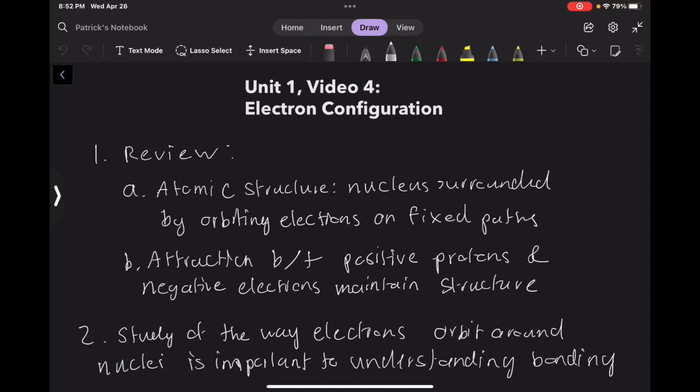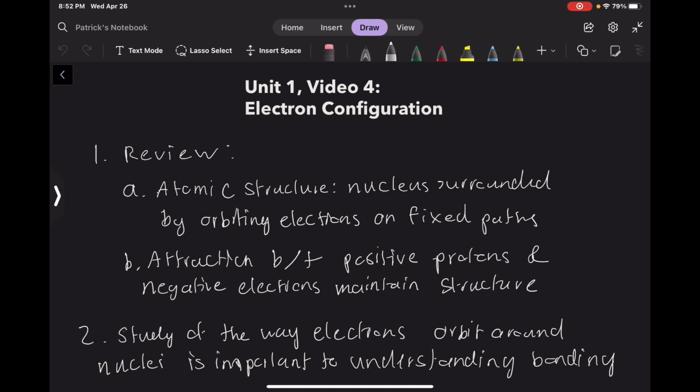In the previous video, we dove deeper into atomic structure and the principles of bonding when we looked at periodic trends. In this video and the one to follow, we will be introducing electron configuration. At its heart, electron configuration is the examination of how electrons are distributed in an atom. We learned previously that electrons are negatively charged particles that orbit an atom's nucleus along fixed paths called orbitals. The attraction between the positively charged protons in the nucleus and the negatively charged electrons orbiting around the nucleus is what gives atoms their shape and structure.